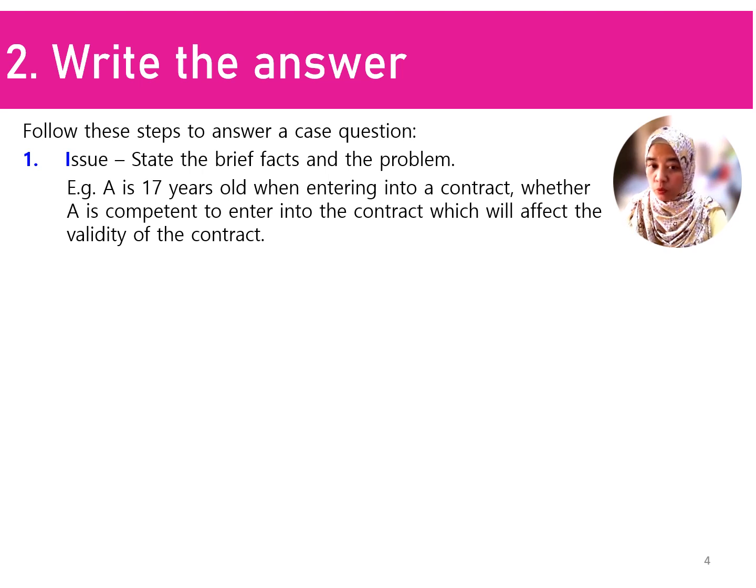A is 17 years old, so that's a pertinent fact when entering into a contract. So that was a contract law question. Whether A is competent to enter into the contract, which will affect the validity of the contract. So that is the problem that you want to solve in the question. So the brief facts and then the problem in the question serve as the introduction. The issue can serve as the introduction to your answer.